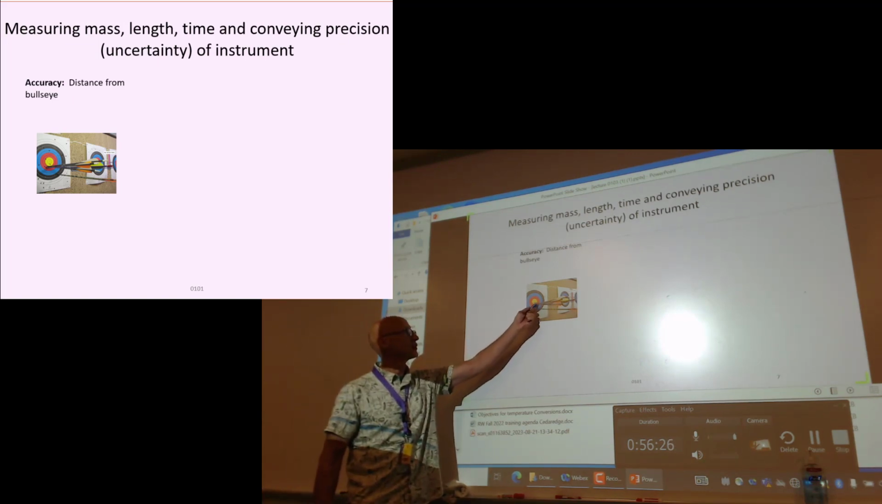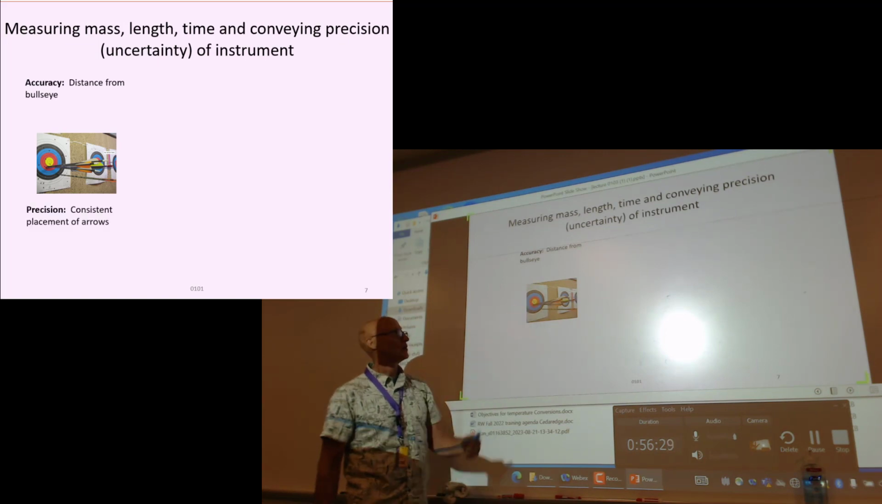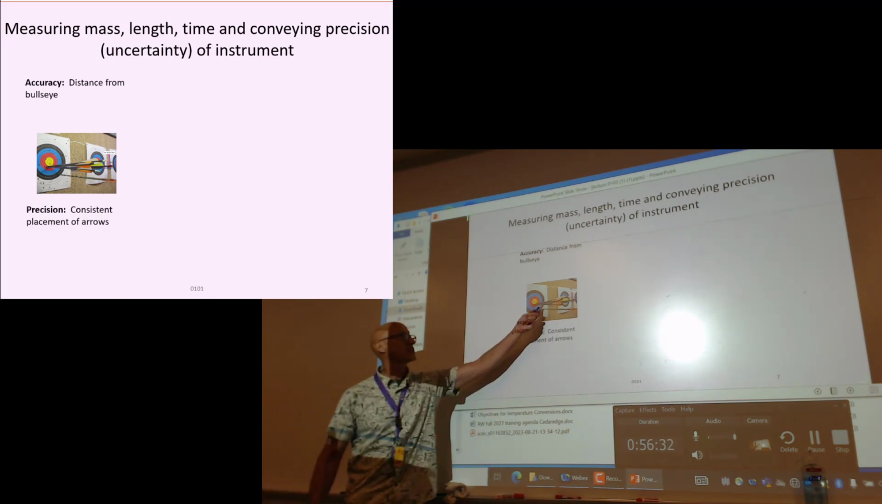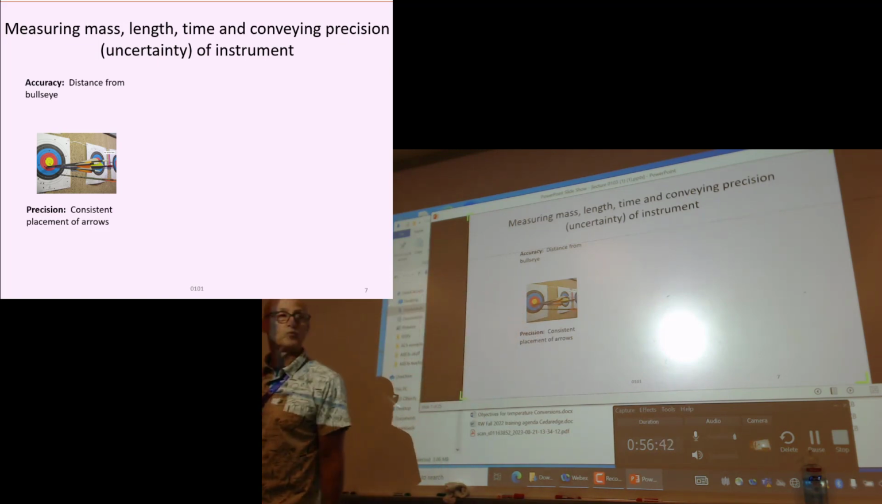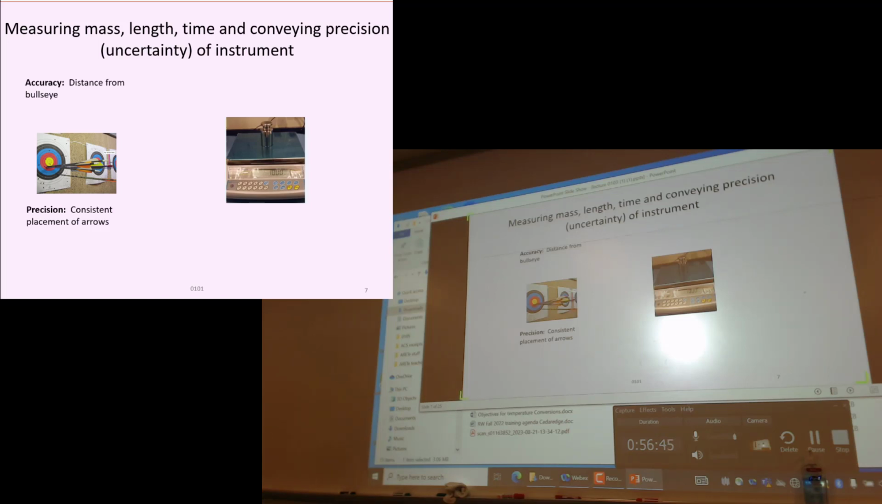Okay, so accuracy is how close this cluster is to the bullseye, right? That's accuracy. Precision is how consistent these arrows are to each other. This person's very precise, maybe not as accurate. If that helps you see the difference. Accuracy is how close the scale is to measuring the exact known amount. Precision is how consistent the repeat is. When we communicate a scale, the digits, we're trying to show you how precise the scale is.